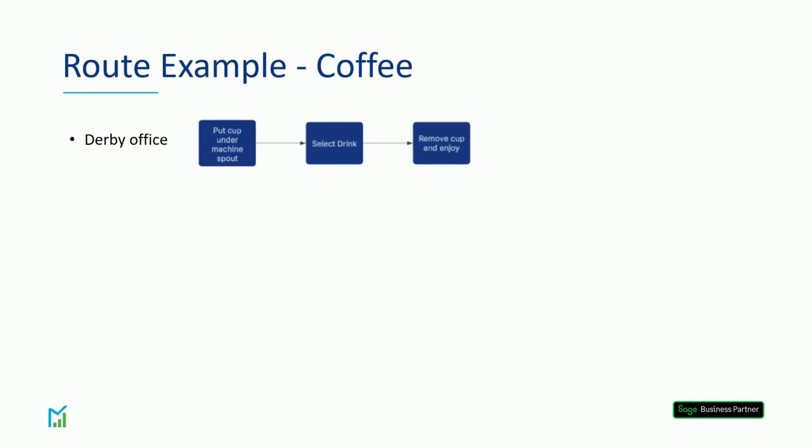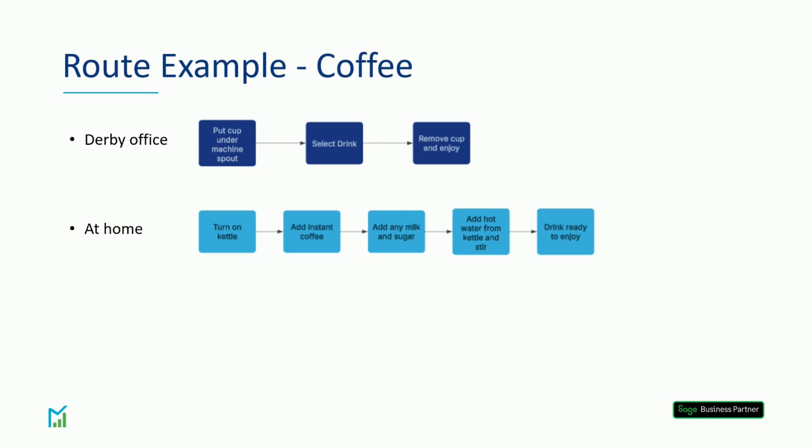For example, if the end product was to make a cup of coffee, I can potentially create it at our Derby office or at home. Our Derby office has a top of the line coffee machine and requires a different processing route to that if I were to make a coffee at home.